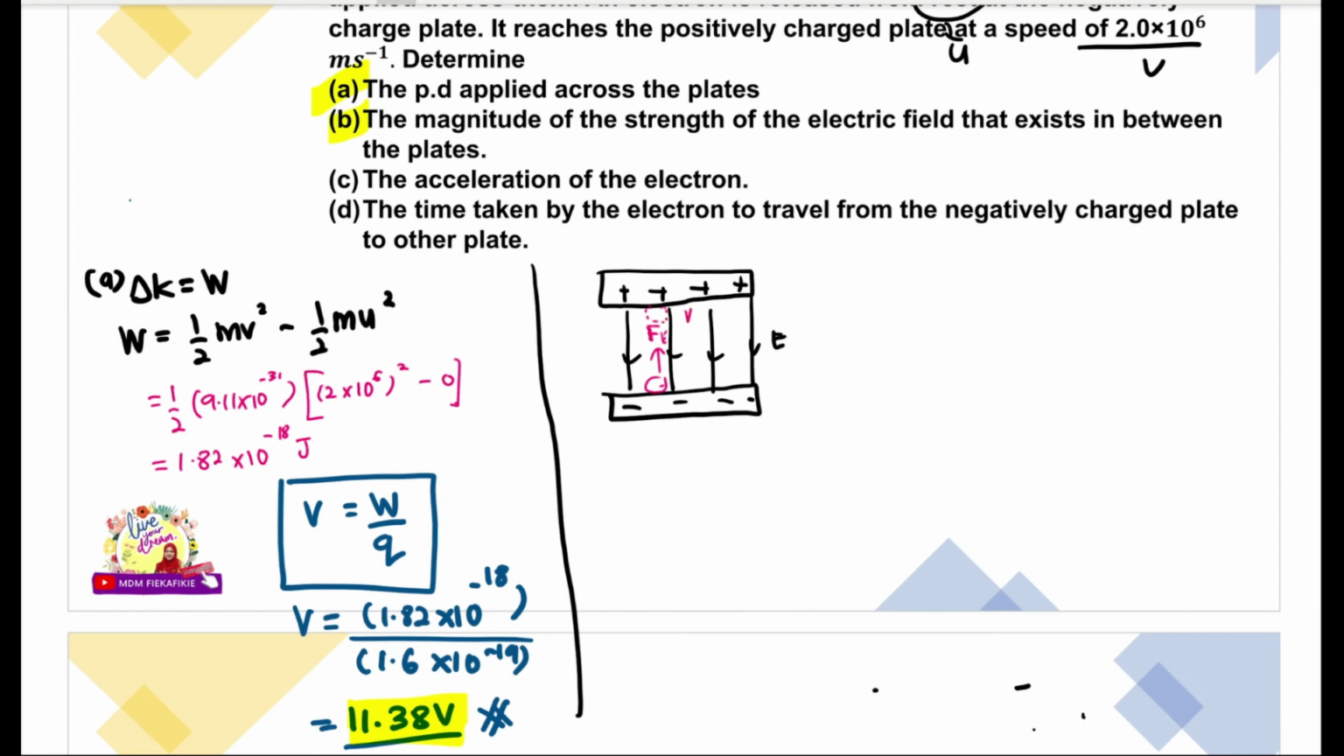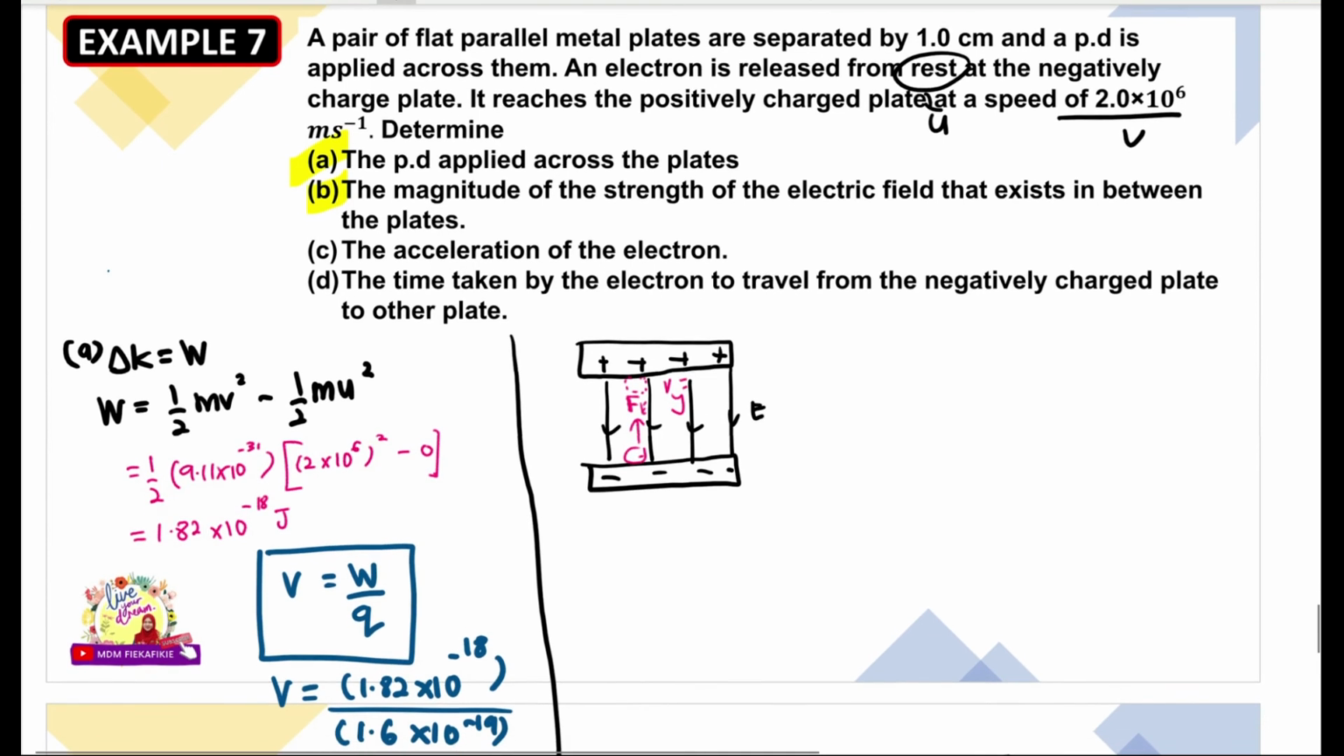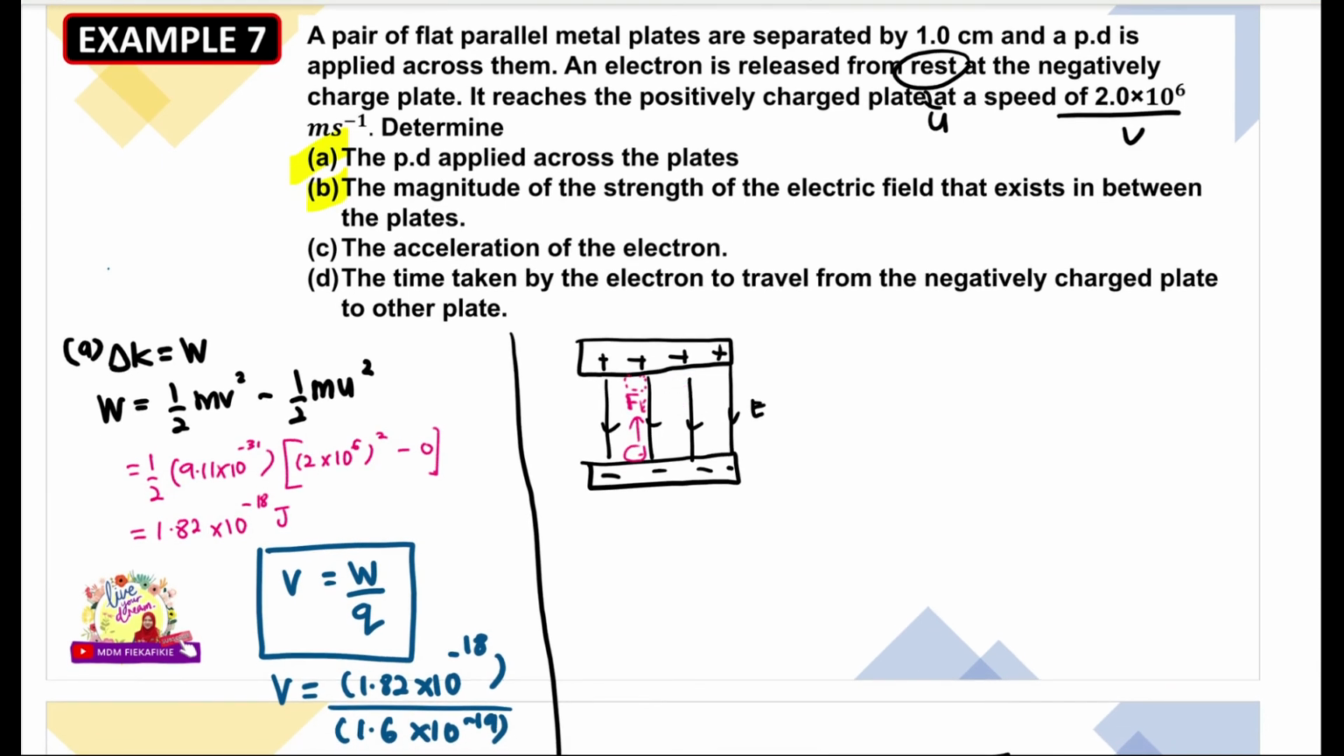So V dekat sini kita tahu ini adalah Vy, where Vy is equal to 2 times 10 power of 6. Sorry, tulisan saya buruk sikit sebab pen saya dah patah. Alright, so we want to determine E. From the equation, E is equal to QE over M, so we need to find first what is AY.